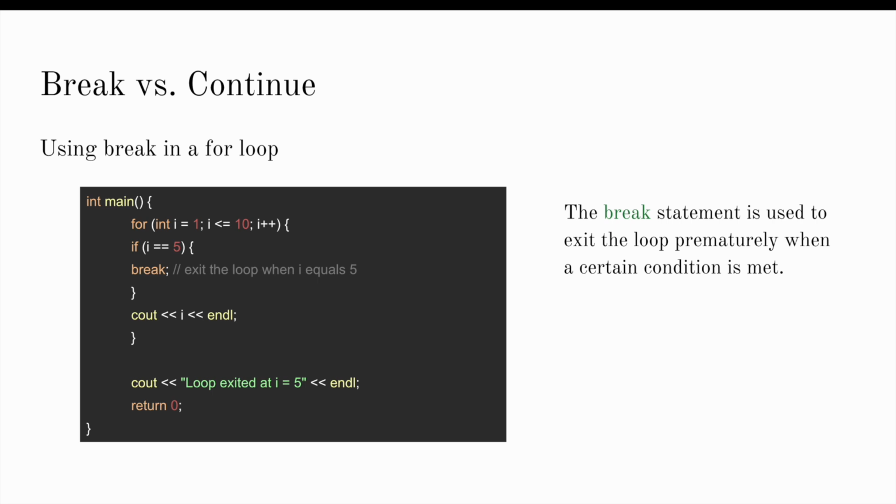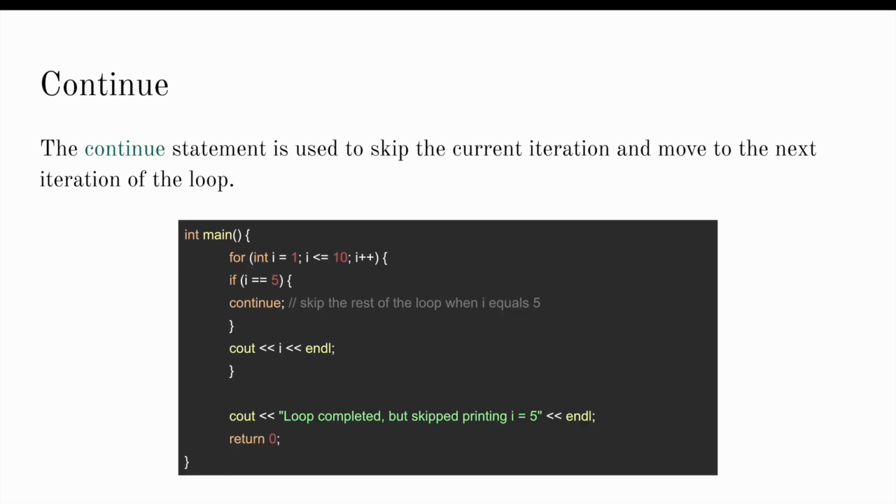And then we have continue. Continue is just skipping the value. So let's say we have the same thing, if i is equal to 5, and we have continue, it should print 1 2 3 4 6 7 8 9 10, and it will skip 5. That's the idea of continue.